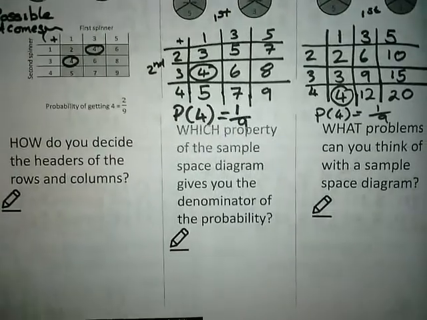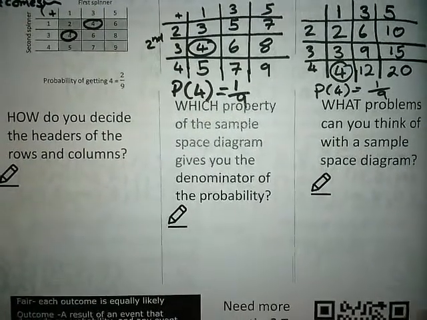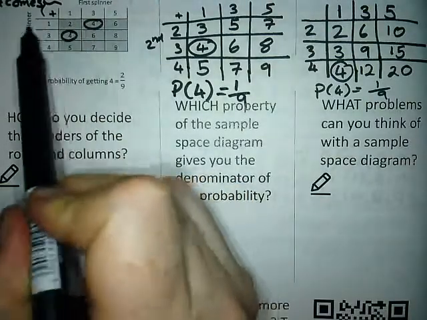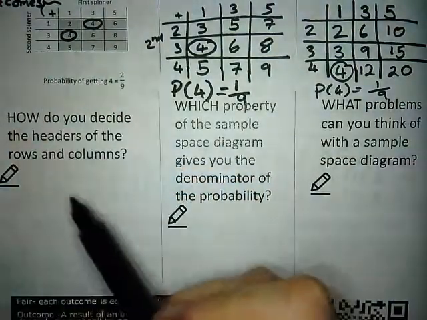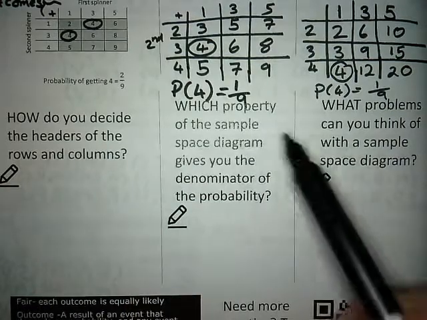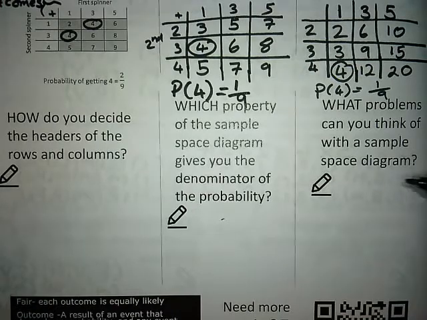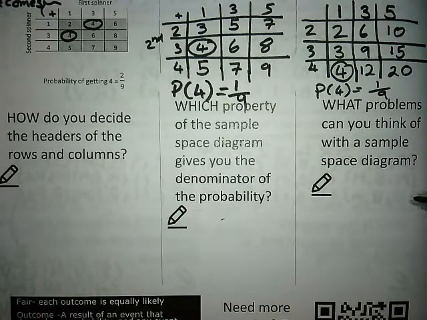So now 3 questions to have a think about. How do you decide the headers, so the title rows of the rows and columns? Which property of the sample space diagram gives you the denominator of the probability? And what problems can we think of with a sample space diagram? Pause the video, have a think, then we'll fill it in.